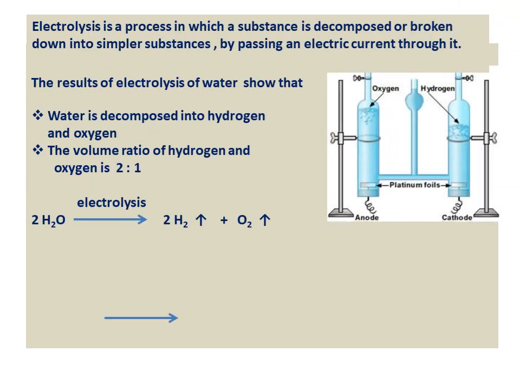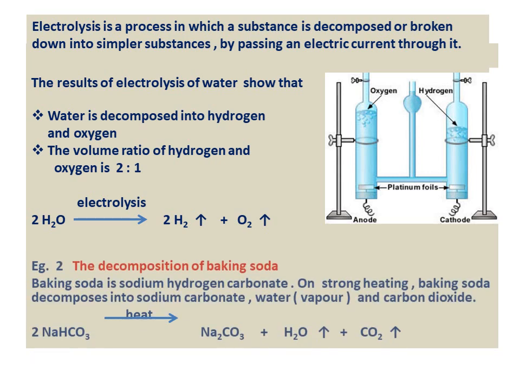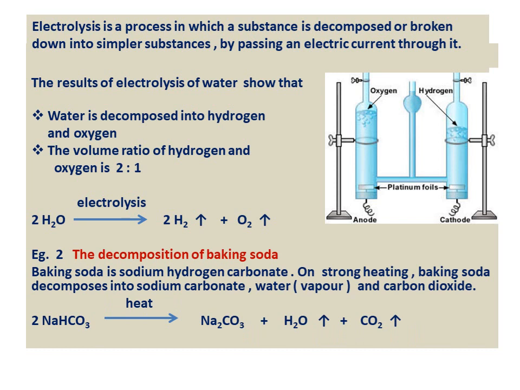it. Electrolysis is a process in which a substance is decomposed or broken down into simpler substances by passing an electric current through it. The results of electrolysis of water show that water is decomposed into hydrogen and oxygen. The volume ratio of hydrogen and oxygen is 2:1. 2H2O on electrolysis gives 2H2 gas plus O2 gas.